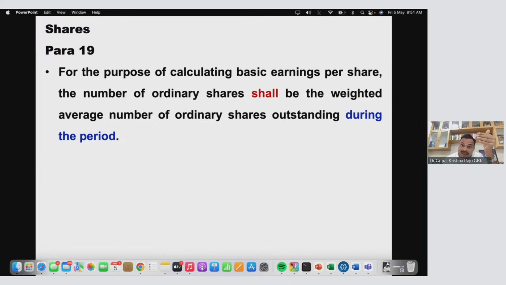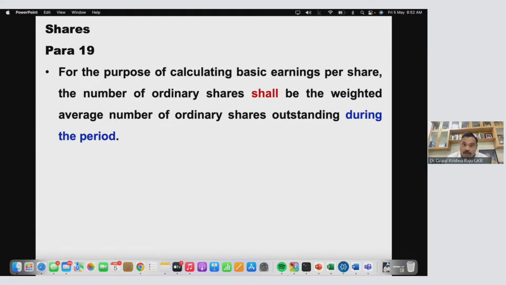So 20 is there for 12 months. That 5,000 shares is only issued during the month of August. Let us say August, September, October, November, December, January, February, March. So it is actually 8 months. So 8 months into 5,000, 20,000 into 12, whole divided by 12. So you have to find the weighted average number of ordinary shares.